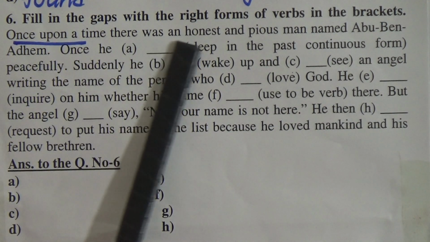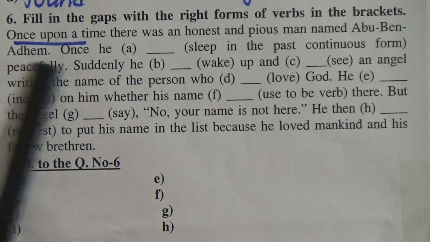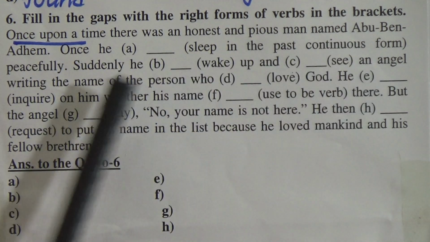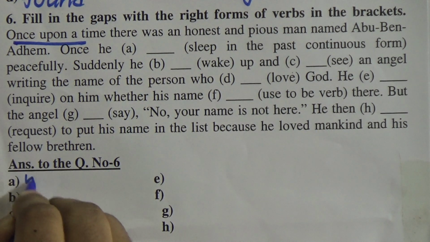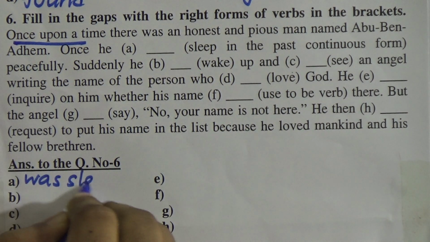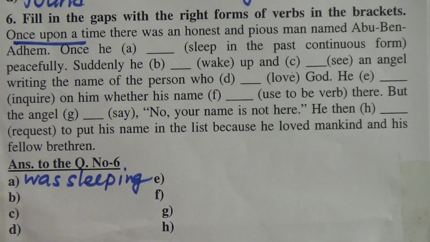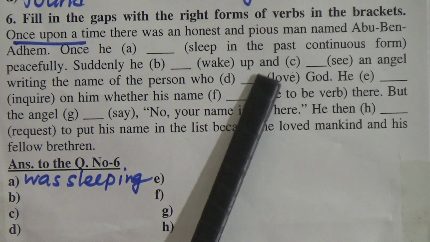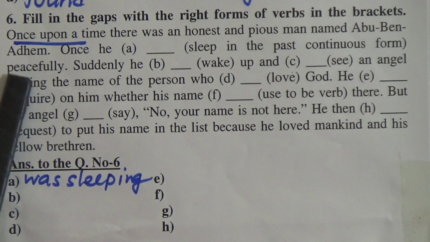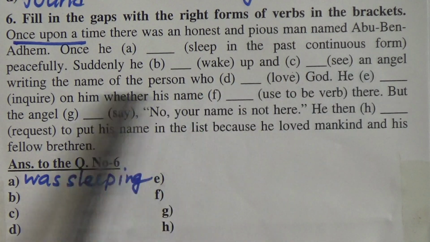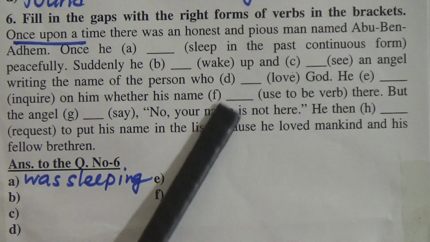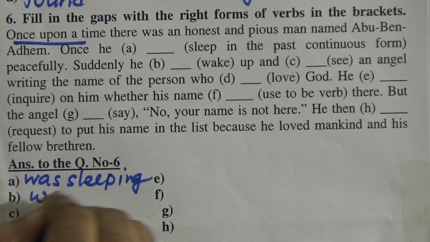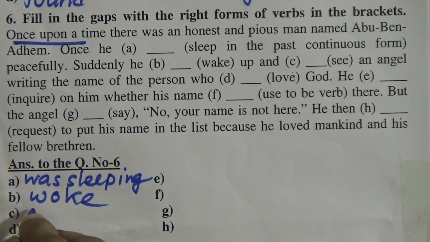Number 6. Once upon a time, this passage also indicates the past indefinite tense, past tense. Once upon a time, there was an honest and pious man named Abu bin Adam. Once he slept, in the past continuous tense, peacefully. So for past continuous tense, as the subject is he, we will use he was sleeping peacefully. Suddenly he woke up and saw an angel writing the name of the persons who loved God. So the past form of wake is woke. Suddenly he woke up and saw. The past form of see is saw an angel, and the past form of love is loved.